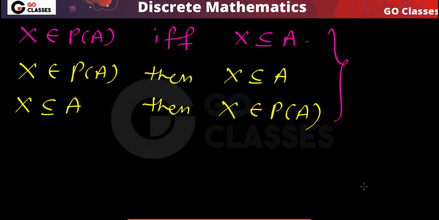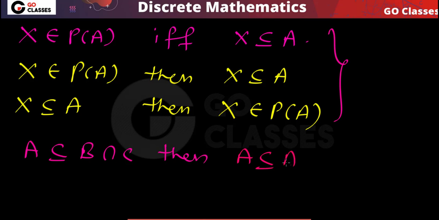So these three things we will use. What else we will use? Let's assume that A is a subset of B intersection C. If A is a subset of B intersection C, then definitely A is a subset of B and A is a subset of C.